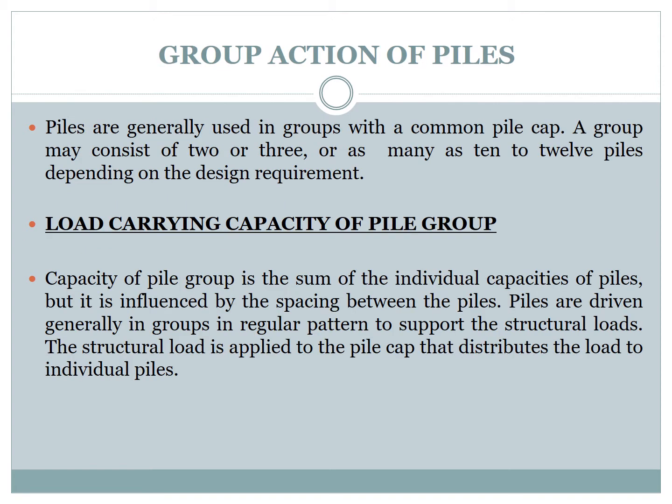So let's start with the group action of pile. Generally a pile is not used singularly beneath a column or a wall because it is extremely difficult to drive the pile absolutely vertical and to place the foundation exactly over its center line. So the piles are generally used in a group with a common pile cap, and a group may consist of 2 or 3 or as many as 10 to 12 piles depending upon the design requirement and the loading condition.